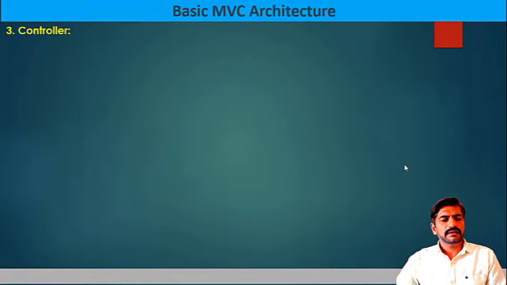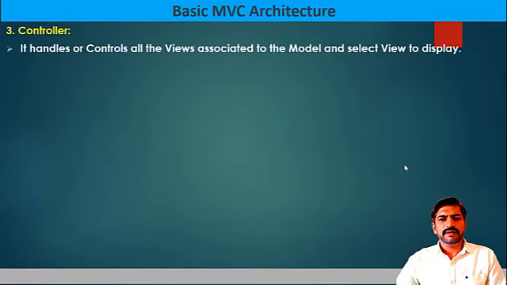Third component is the controller component. As the name suggests, it controls the communication between model and views. That is, it handles or controls all the views associated with the model and selects the view to display. So it is responsible to display the view to the user, or display the data through the view to the user. So it selects the particular view and shows that view to the user.